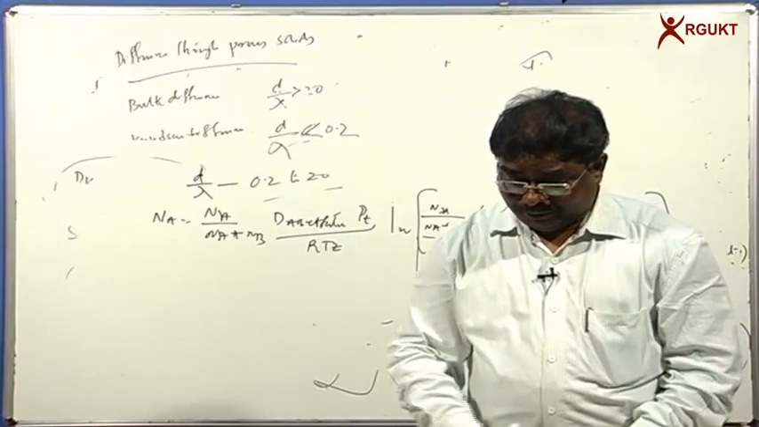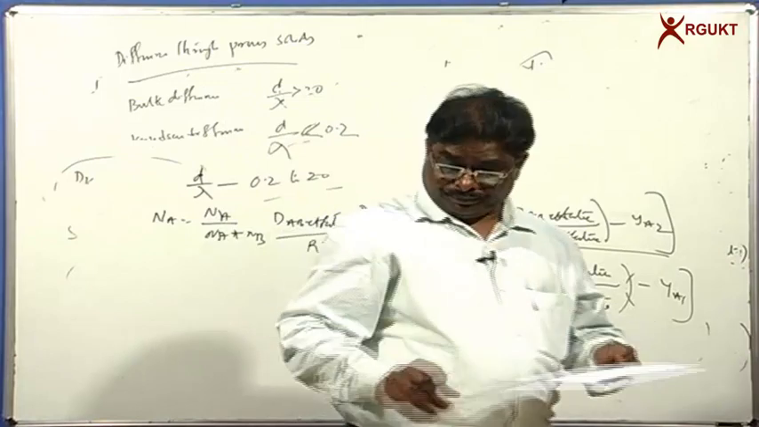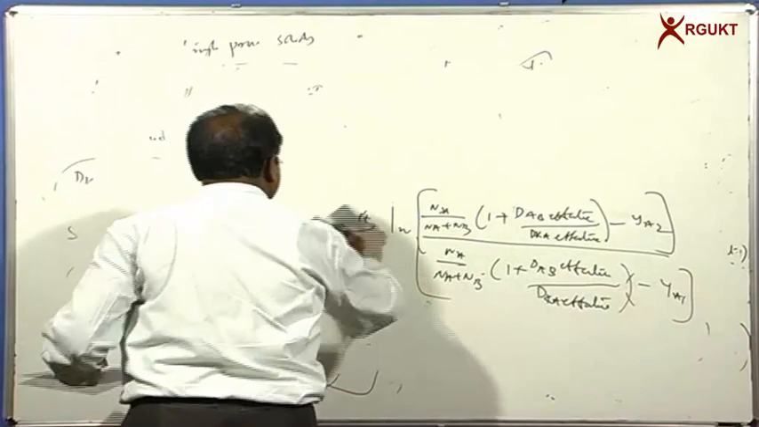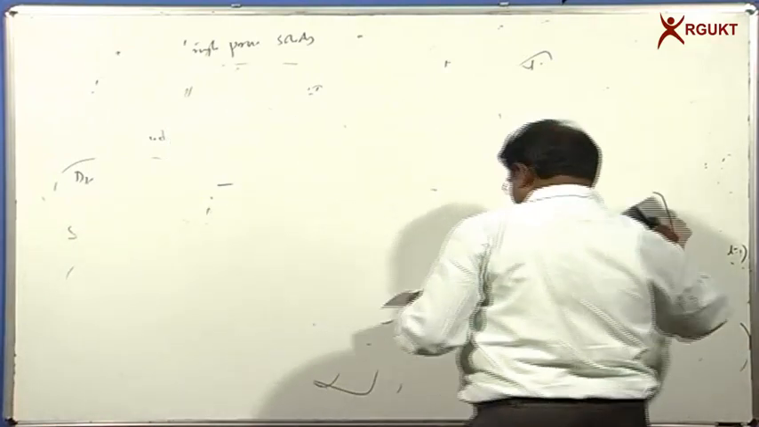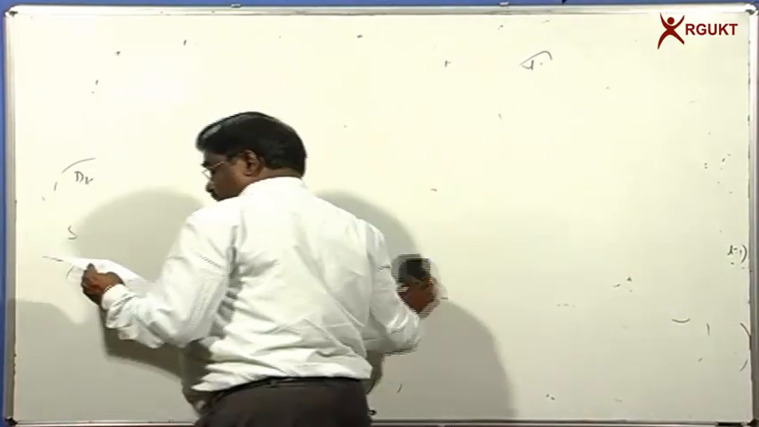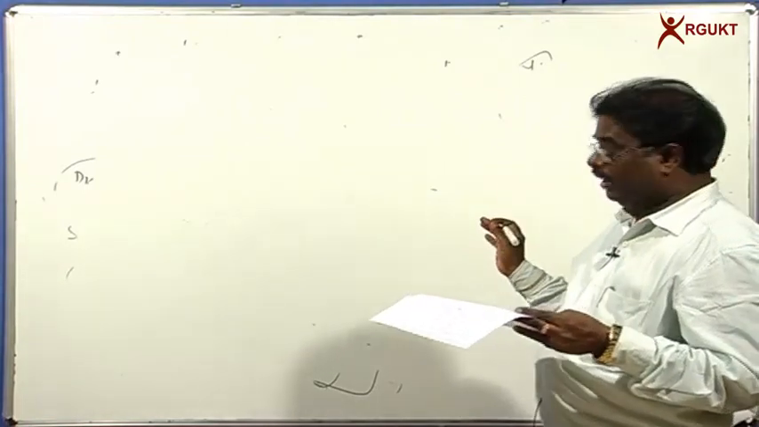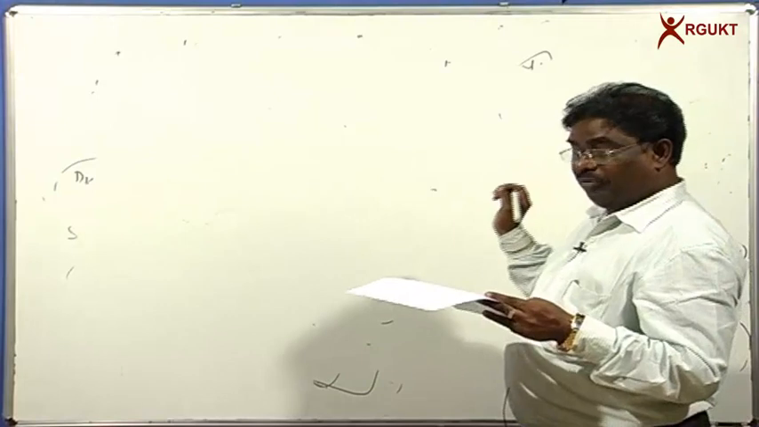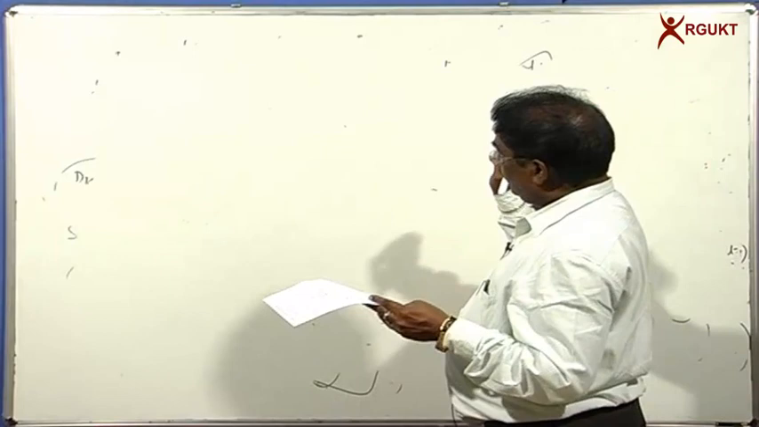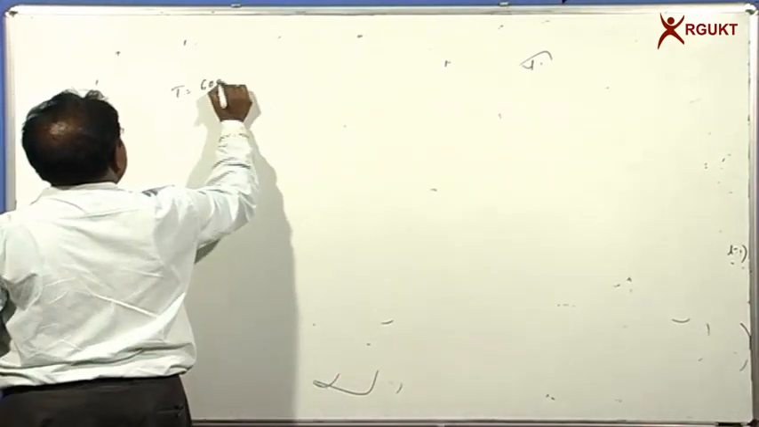It will be very clear when you solve a simple problem on this: estimate the Knudsen diffusivity of ethylene within a 100 angstrom unit pore of a catalyst, at a temperature of 600 degrees Kelvin. So the temperature is given as 600 Kelvin.